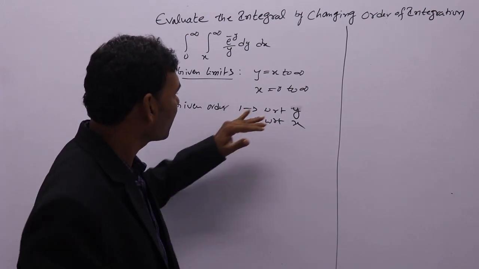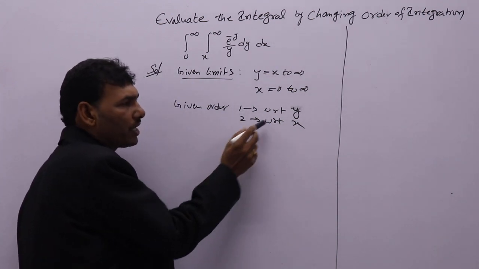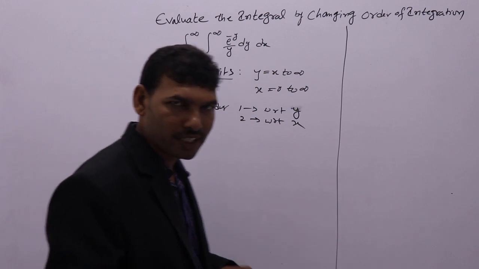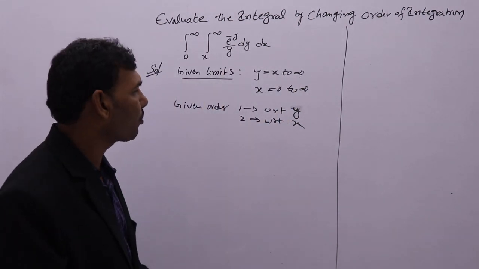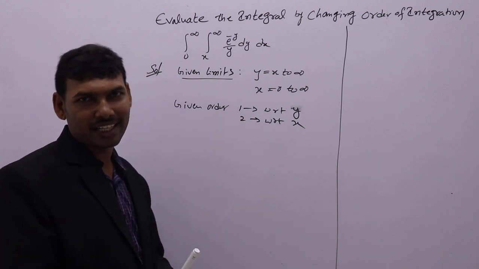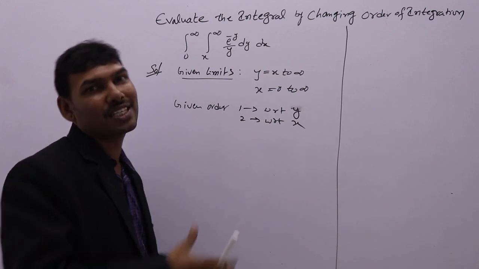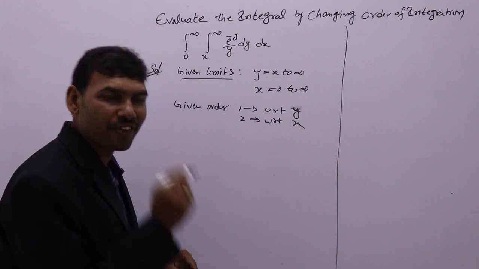That means this order will be changed. This one will be 1, this one will be 2. That means first we need to do with respect to x, next with respect to y. For that I said the procedure. First, you need to draw the region of integration. For that, basing on given limits, draw the figure.